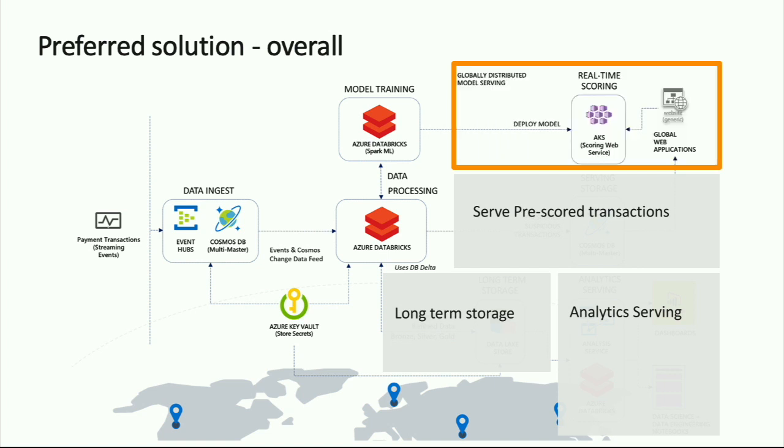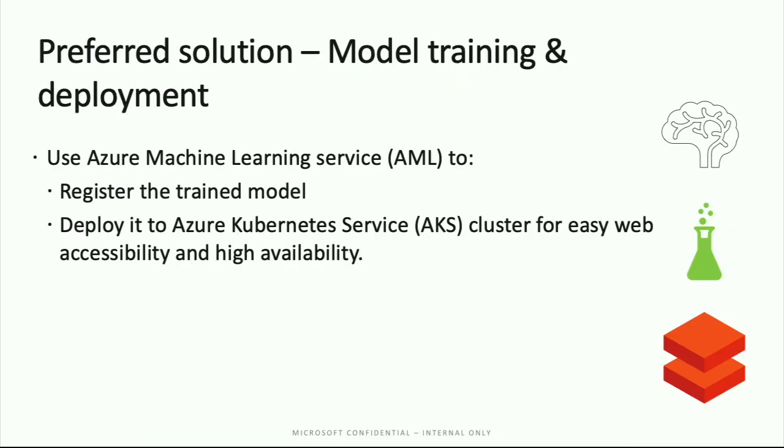In this solution, we suggested Kubernetes because it's highly scalable and highly available. We suggested deploying that solution on Azure Kubernetes Service. But web apps or ML could also be good solutions. And so you can use Azure ML. We do use Azure ML as well. So we register the trained model and then you deploy it to AKS so that all the web transactions or the mobile transactions can go to it in a highly available manner.